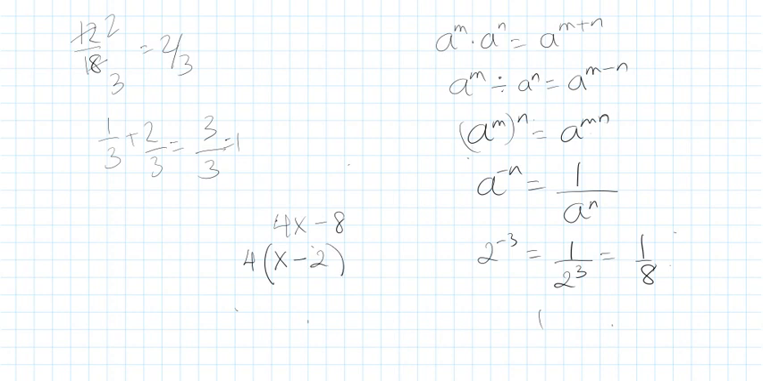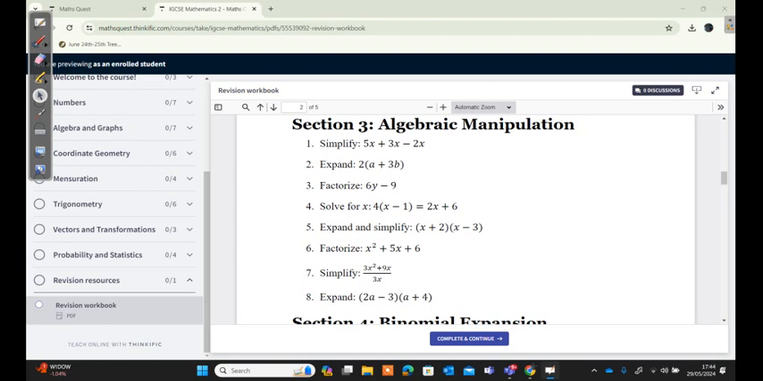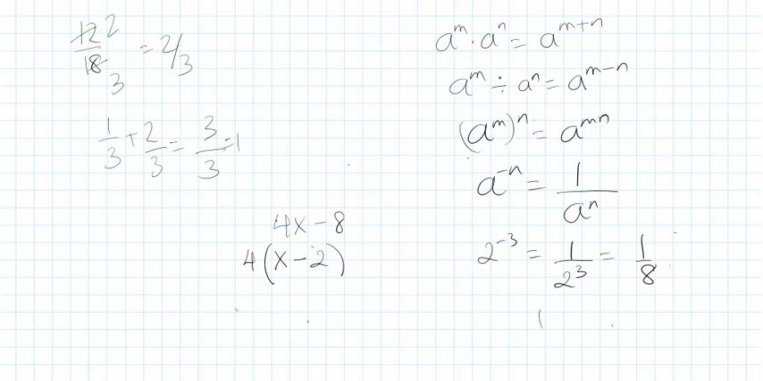How do I get them? The 4x divided by 4 gives me x, minus stays the same. 8 divided by 4 gives me 2. So that's a quick way to do factorization, and that's what they expect you to do here. Number 4, you'll need to expand and then group the like terms and solve. Number 5 is just expanding. Maybe I can just quickly show you how we expand with 2 brackets.